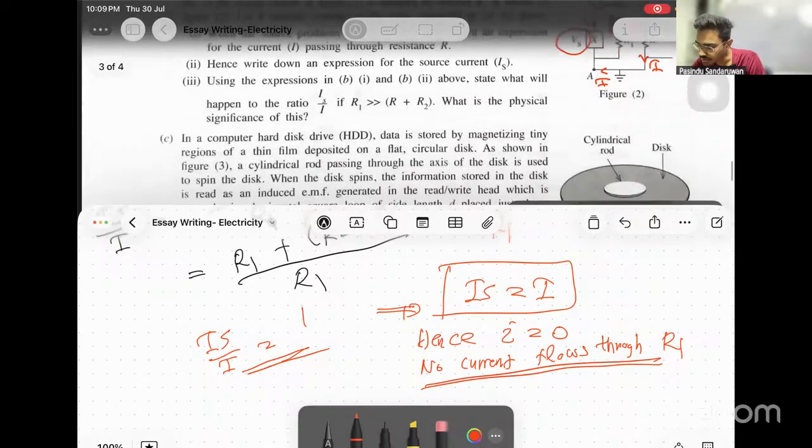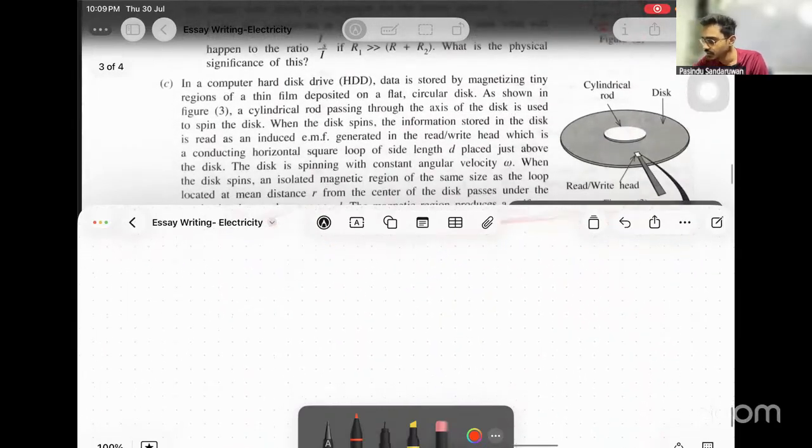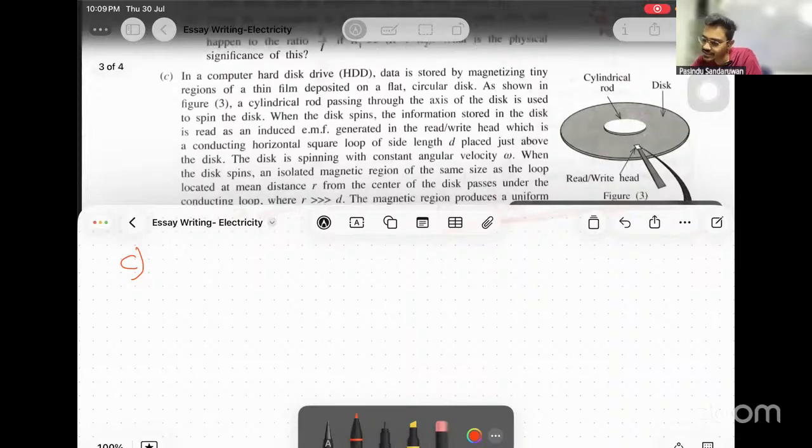Then, moving on, part C. In a computer hard disk drive, HDD data is stored by magnetizing tiny regions of a thin film deposited on a flat circular disk, as shown in figure 3. A cylindrical rod passing through the axis of the disk is used to spin the disk. When the disk spins, the information stored in the disk is read as an induced EMF. Now it is going to link to magnetic induction.